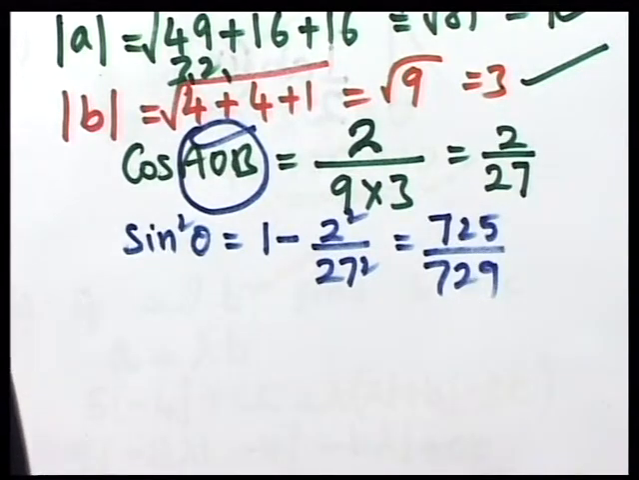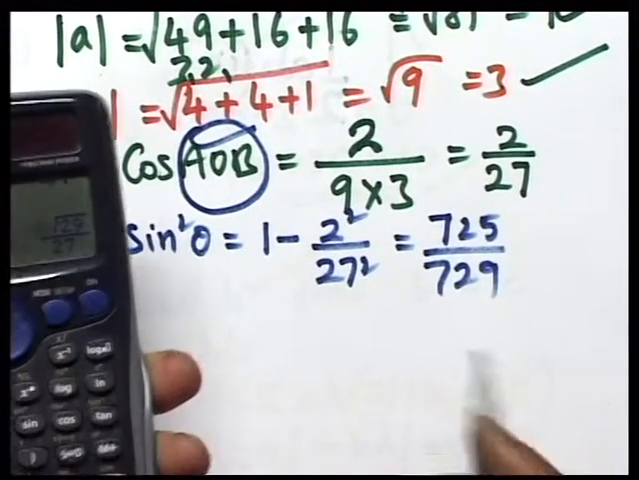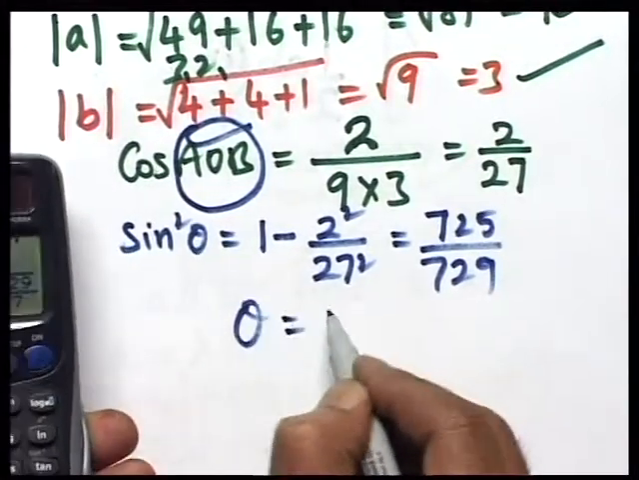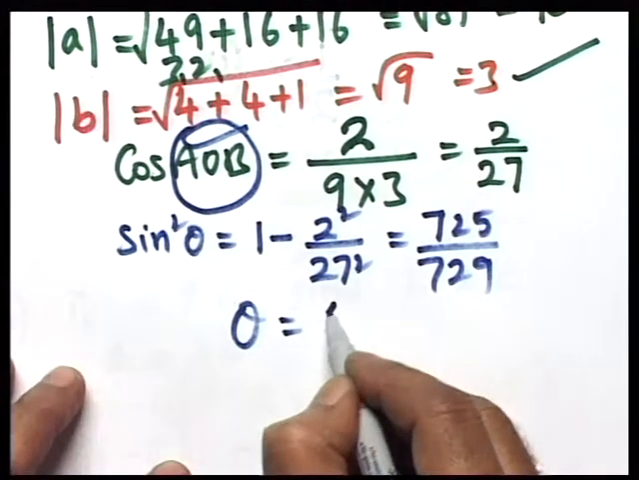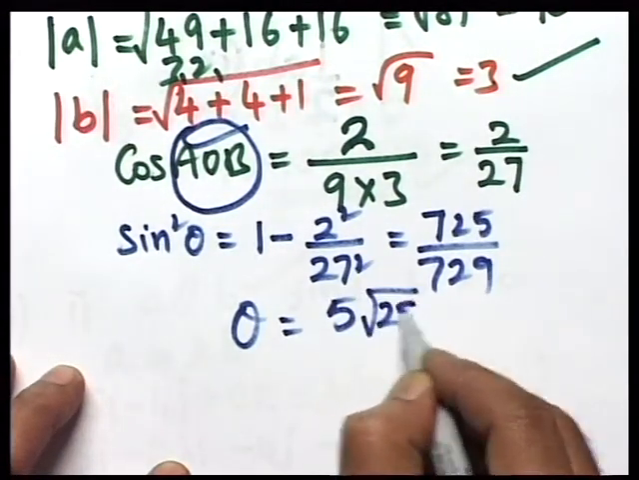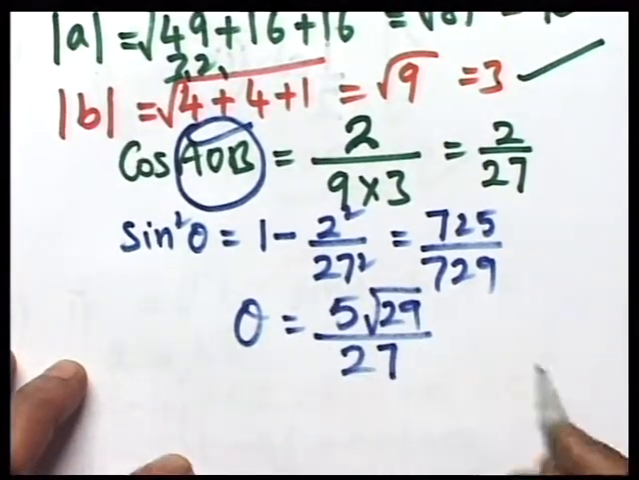Let's find the square root. We need sine theta. The sine theta value we got is 5 root 29 over 27.